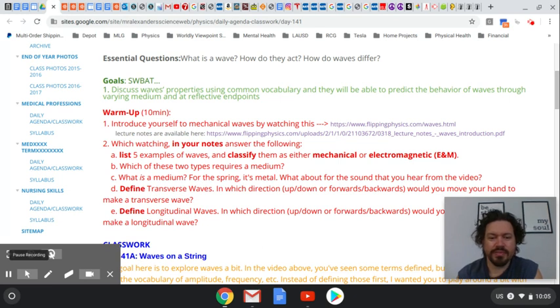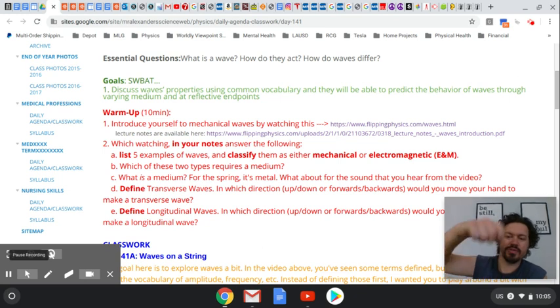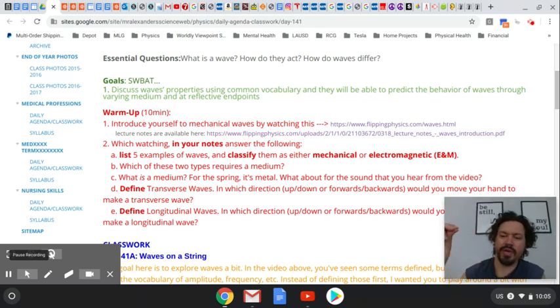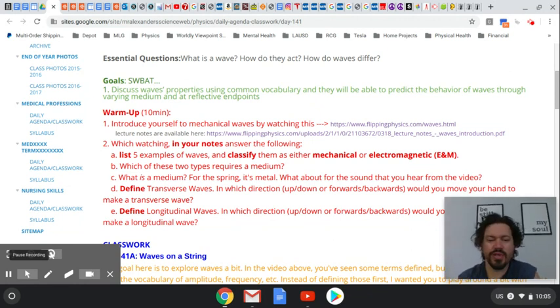Transverse waves. So, which direction would you move your hand to make a transverse wave? Would you go up and down like this, and then the wave goes off like that? Or would you move back and forth this way, and then the wave moves like that? And then the same question for longitudinal waves.